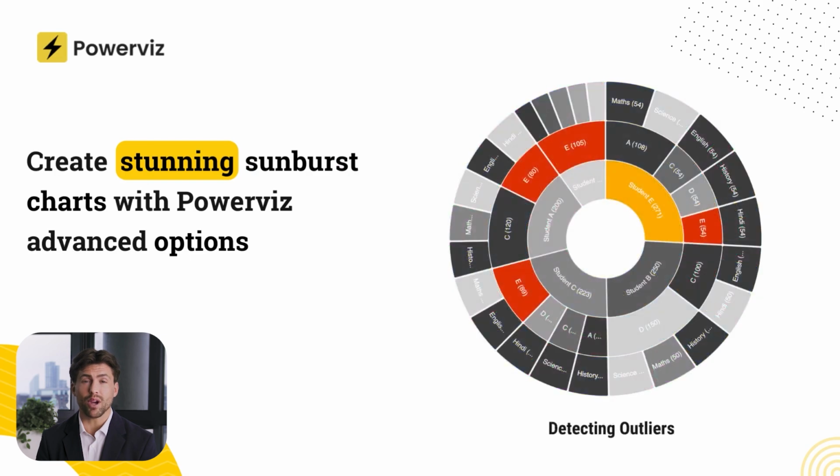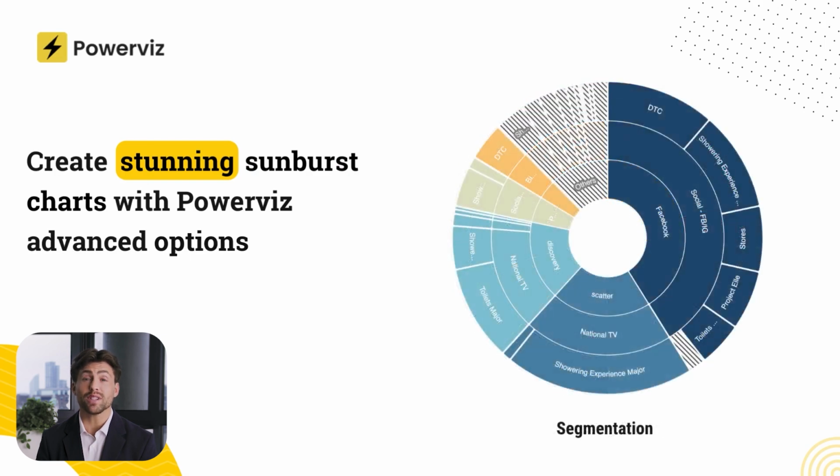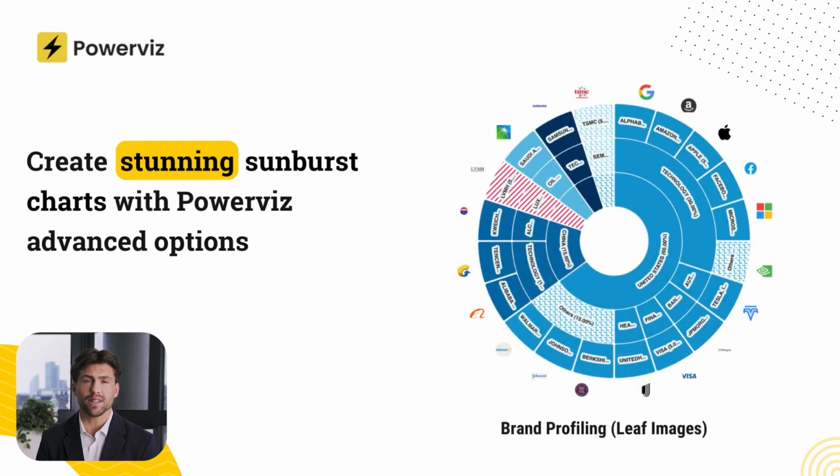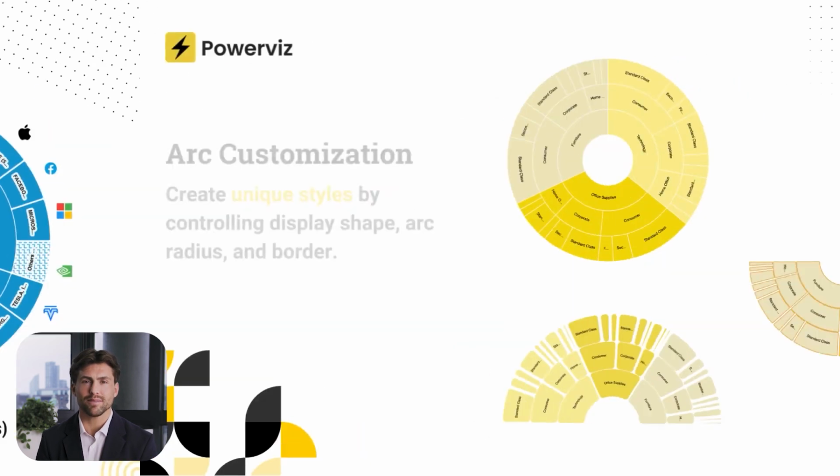Welcome to Powerviz. Let's explore top 5 features of the Powerviz Sunburst Chart, a dynamic, part-to-whole visual built for hierarchical data. Using concentric arcs, it helps you explore each level of your data in a clean and engaging format. Whether you're analyzing breakdowns or drilling into segments, Sunburst brings clarity and style. Here are its top 5 standout features.